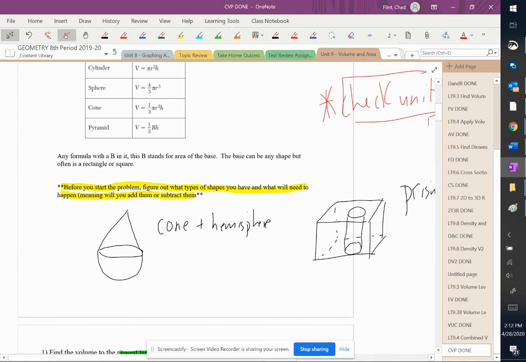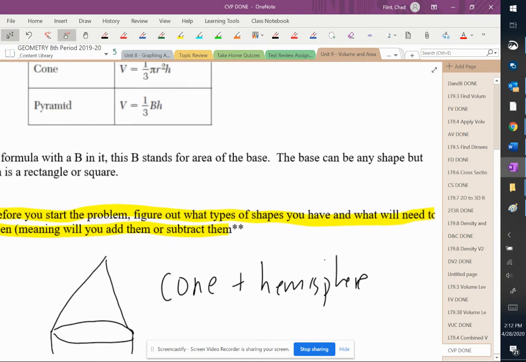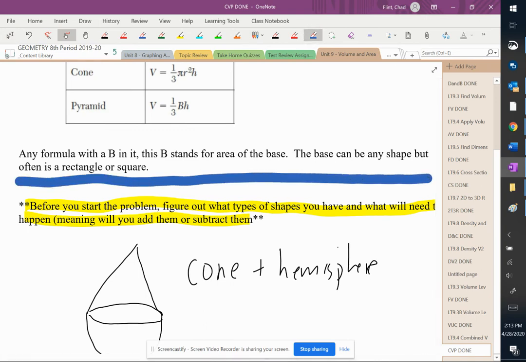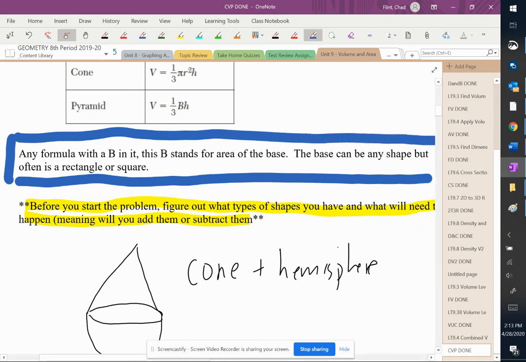And then another continual thing that we talk about throughout this kind of a unit is this sentence right here. All right, any formula that has a B in it, that stands for area of the base. Remember that, okay? Area of the base, because you don't just put in one number. Any area of the base always needs two dimensions. So it needs a length and a width, or a base and a height, or something like that, so that you don't miss a dimension when you're in there.